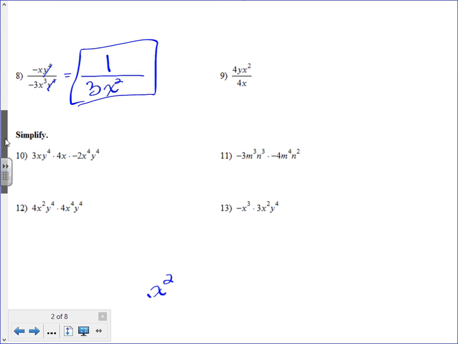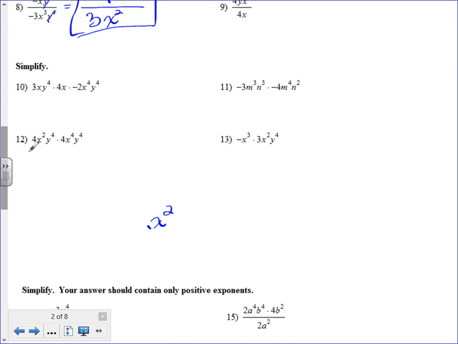Let's do one more of these multiplication problems. Look at number 12. It says 4x squared y to the 4th times 4x to the 4th y to the 4th. Okay. 16. Multiply the coefficients, the big numbers. 16x. Now you're going to add the exponents. Back to the 8th power. I agree, Carlos. What did you put out there? 16.